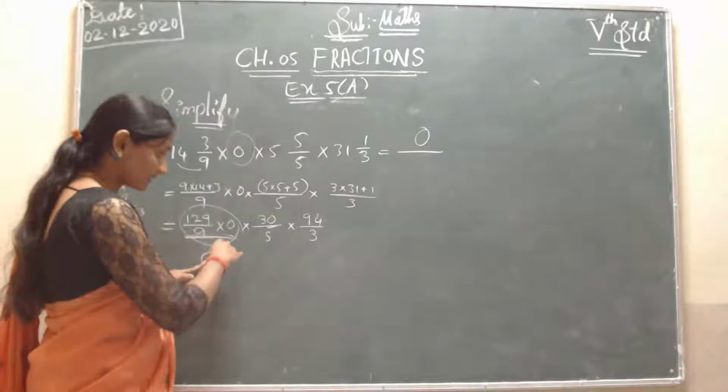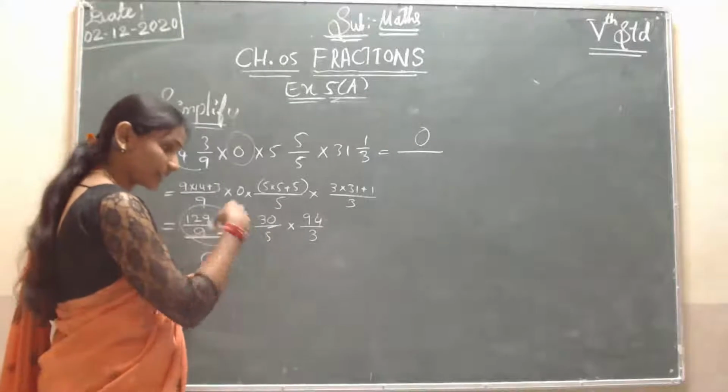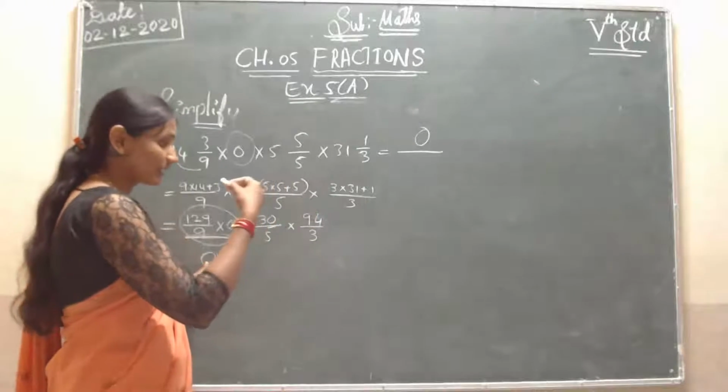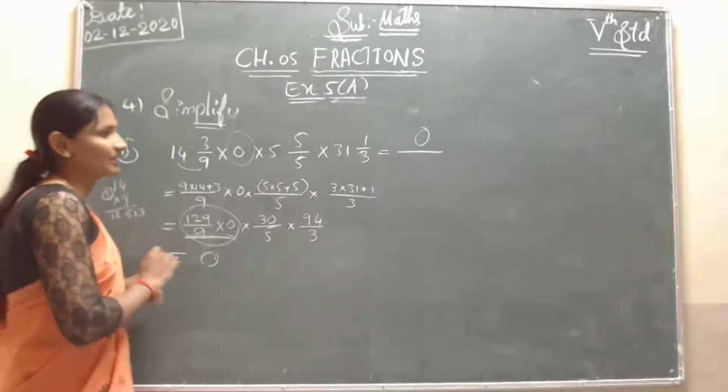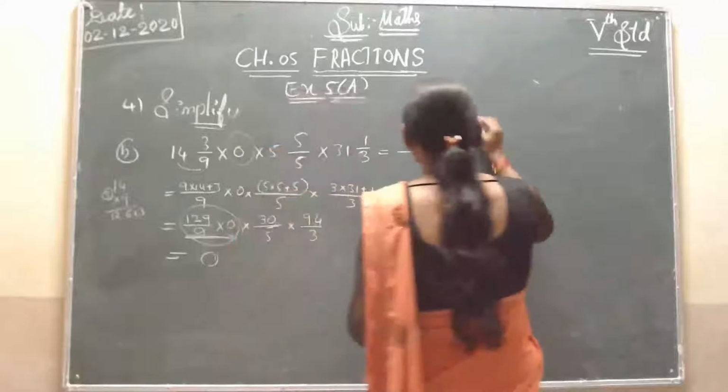So again if this is 0 into 30 by 5, again 0. Again 34 by 94 by 3, then you have to multiply by 0. The result will be 0. So this is the answer, 0.